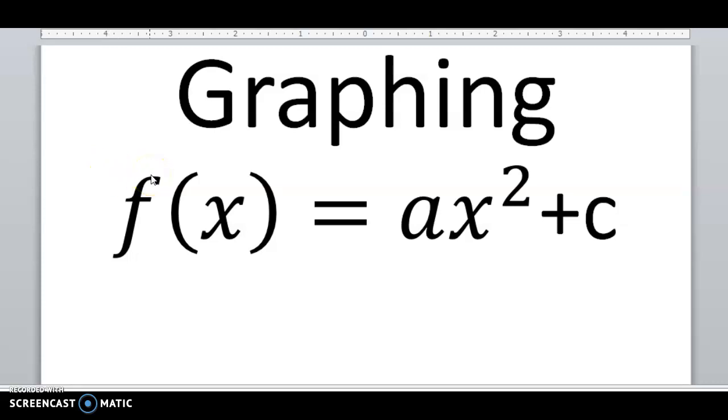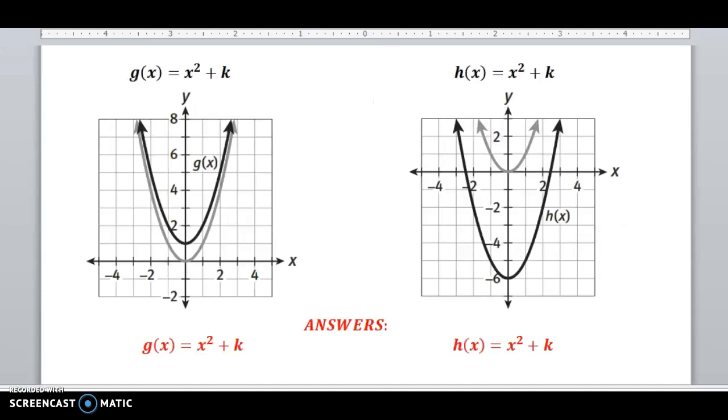In this screencast, I will show you how to write equations for given parabolas and how to graph quadratic functions of the form f of x is equal to ax squared plus c by using the graphic organizer that we used in the previous lesson. In the first slide, we're given two parabolas.